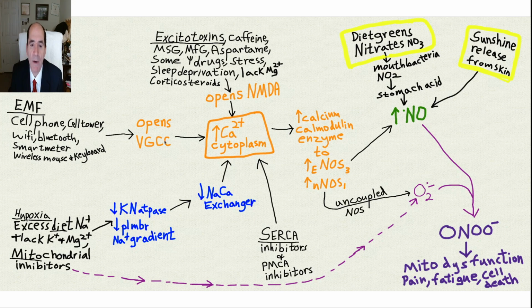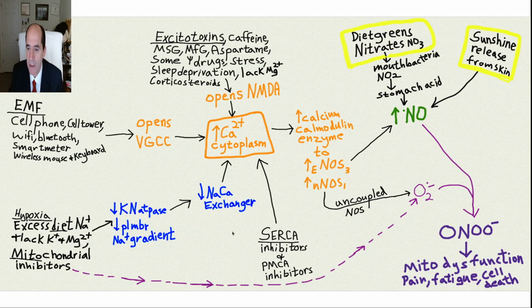We talked about EMF opening up voltage-gated calcium channels. We talked about all these excitotoxins. I also have to mention psychiatric drugs are often excitotoxins. Lack of magnesium has an excitotoxin effect because it lets the NMDA receptors, the calcium channels, be open more.